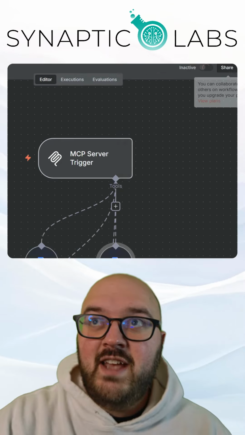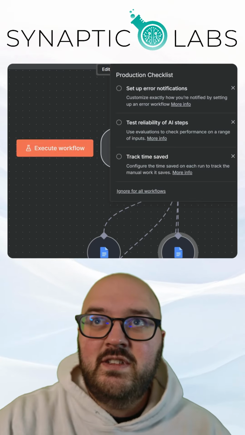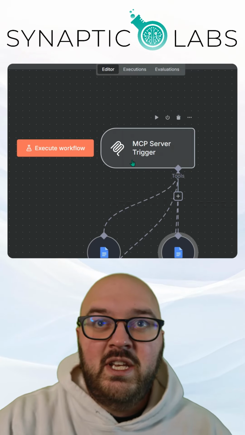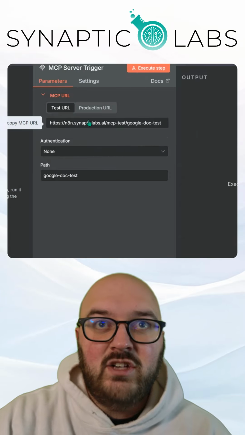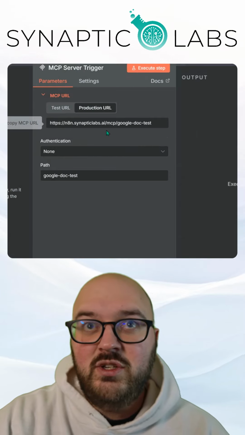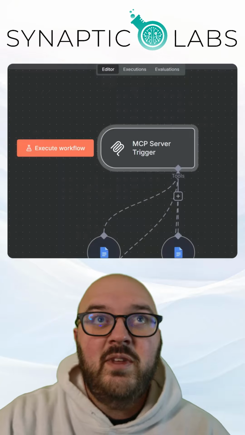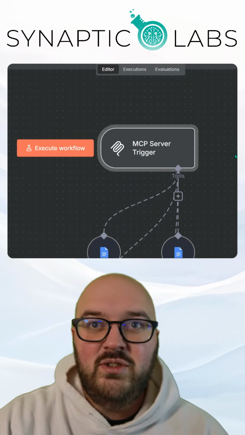Okay, then we're going to turn that to active. It's saved. And then the thing we need to grab is this address right here. Make sure it says production URL. We're just going to copy that and head back over to ChatGPT.